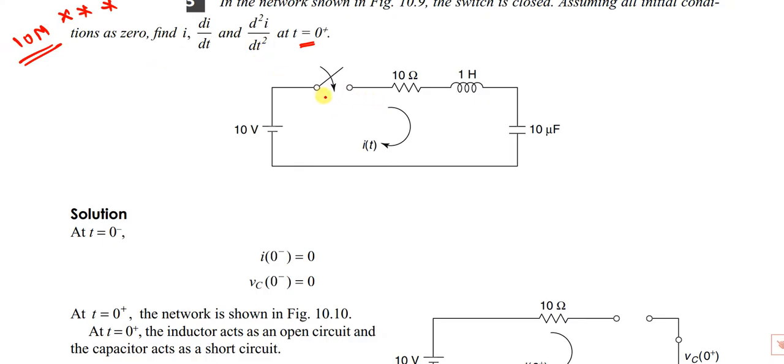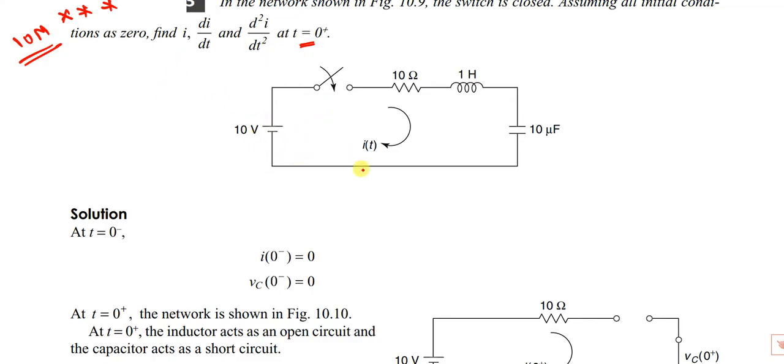So I already told, if they give a series circuit, they will ask to find i, di/dt, d²i/dt². If they give a parallel circuit, they will ask to find v, dv/dt, d²v/dt². So it is a series network. The elements are in series, and this is i(t). So we have to find these values.